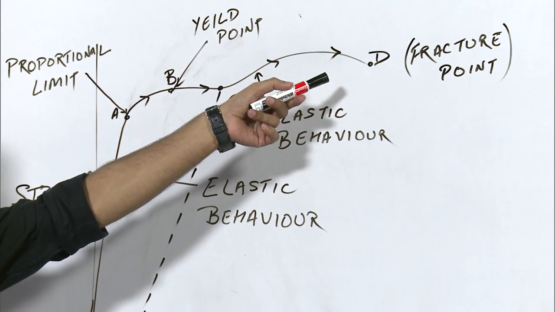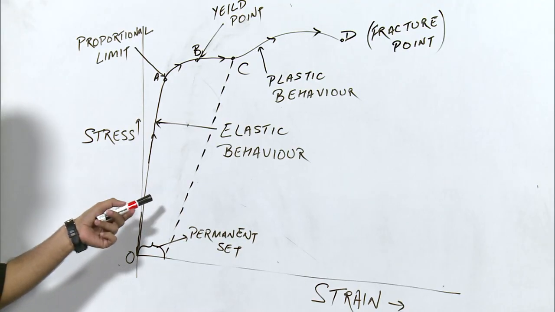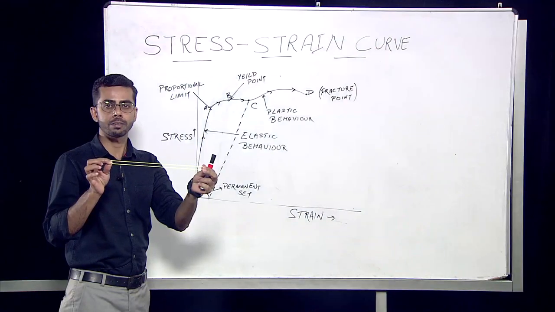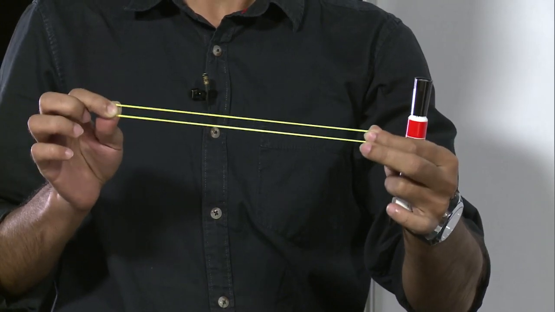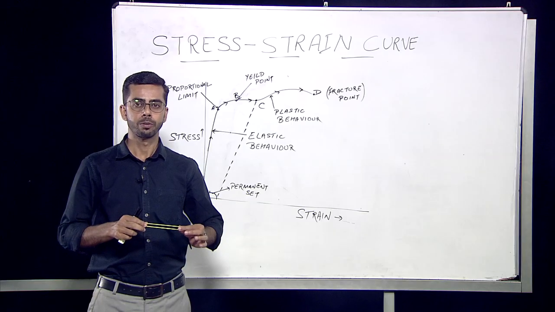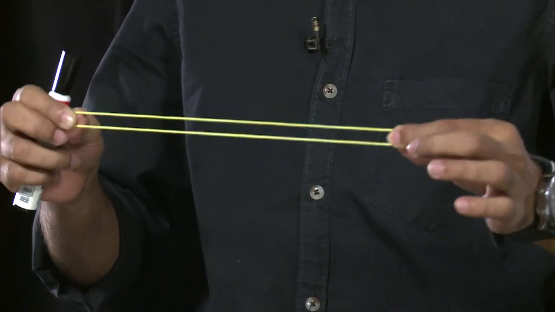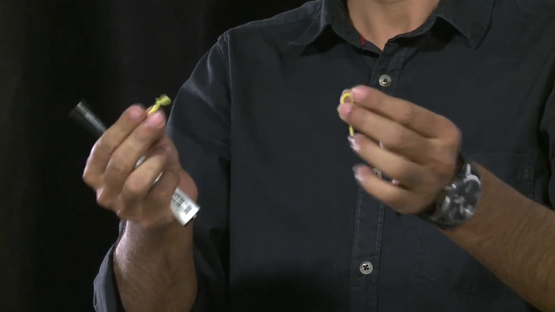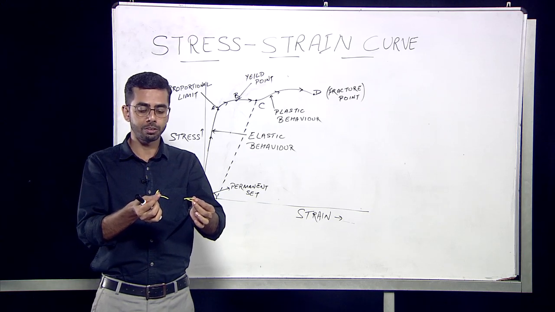The fracture point is that particular point at which, at that certain strain, the object will not regain its original configuration, and if we apply more strain, the rubber band will break into two parts. If we apply further strain from point D, the fracture point will appear and the rubber band breaks into two. Therefore, if the strain reaches the limit of point D, a fracture point is attained. After the fracture point, if we further increase the strain, the rubber band will be in two parts. That's it for today. Thank you.